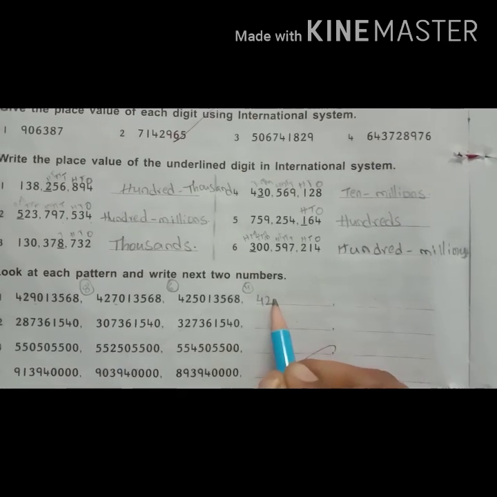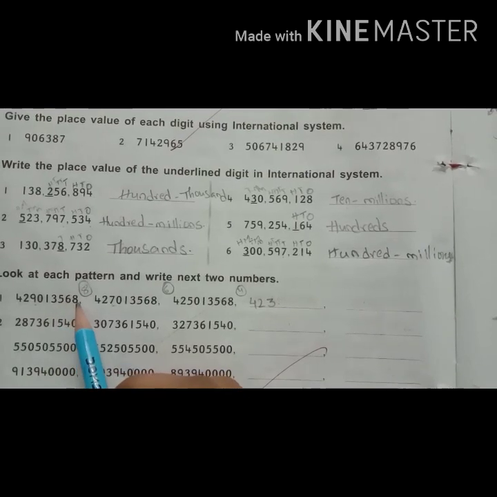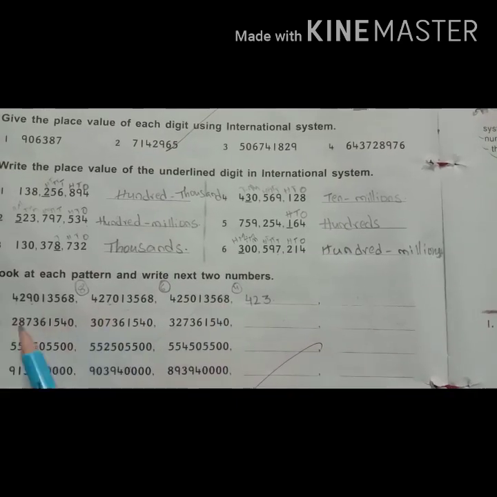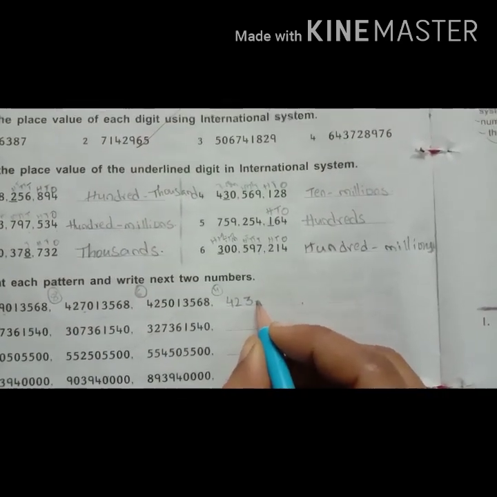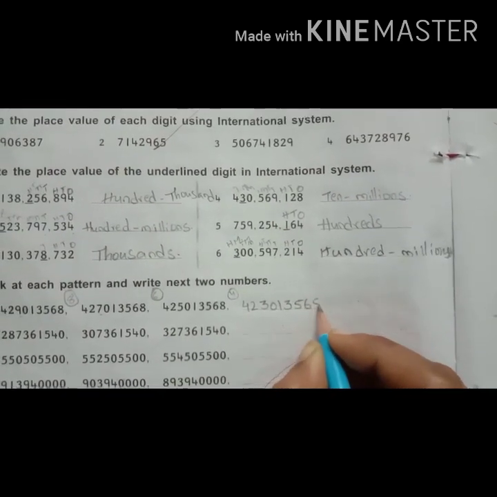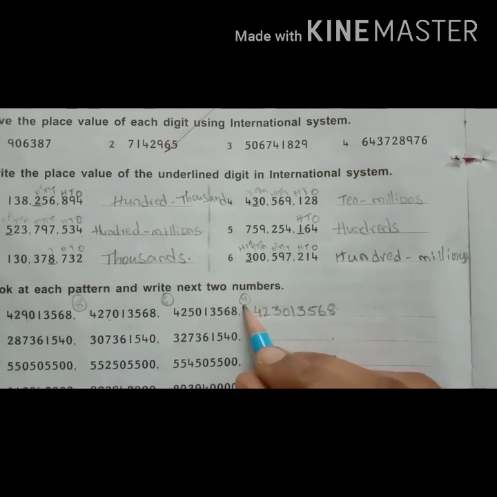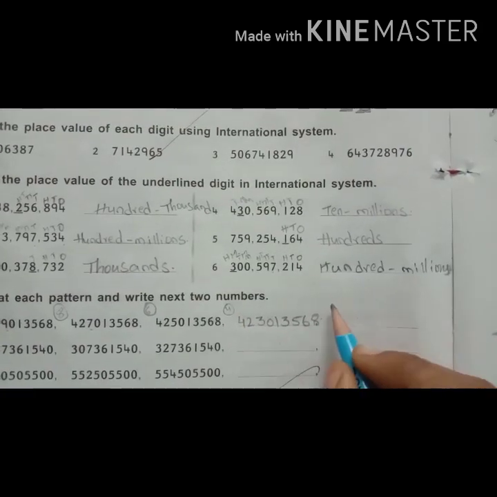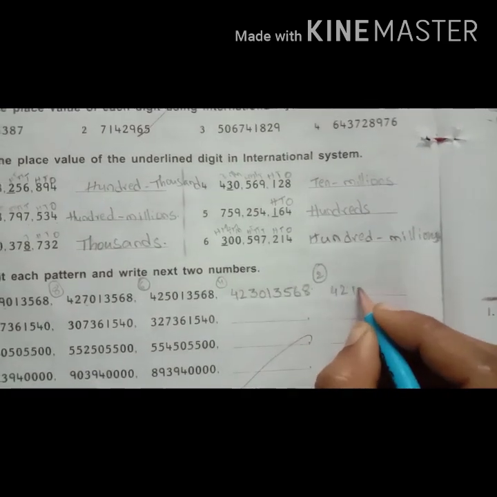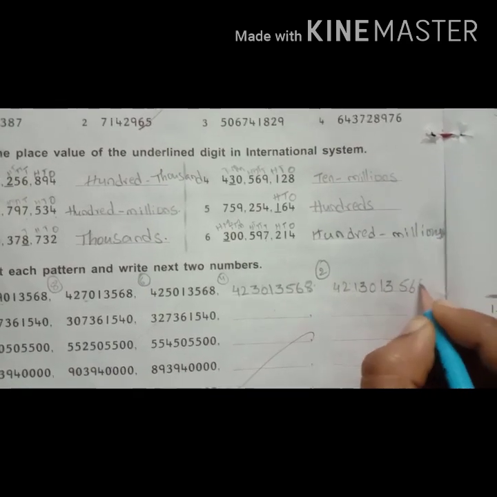Okay, 4, 2, 3. See the next numbers: 0, 1, 3, 5, 6, 8. So here all the remaining numbers are common. So we have to write the numbers as common: 0, 1, 3, 5, 6, 8. Again, which number do we have to remove here? 2. So 4, 2, 1, 3, 0, 1, 3, 5, 6, 8.